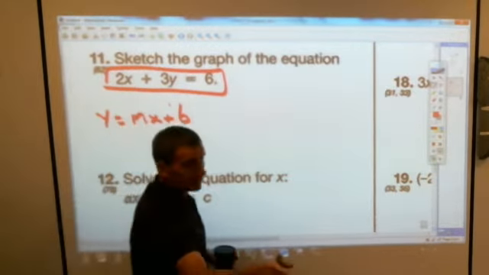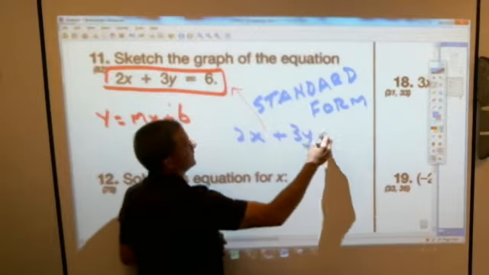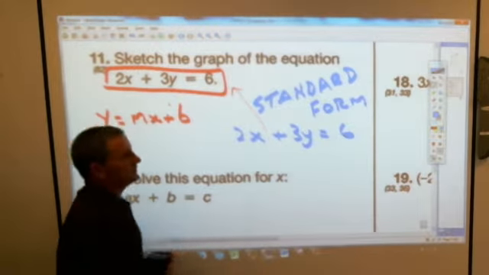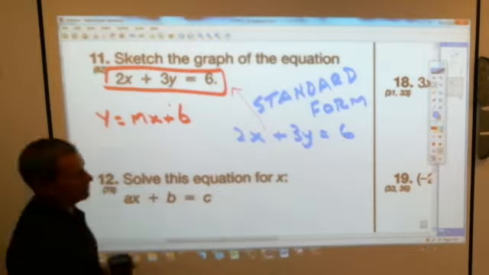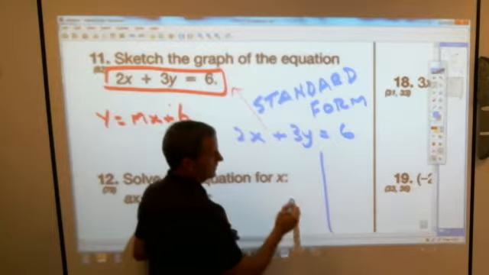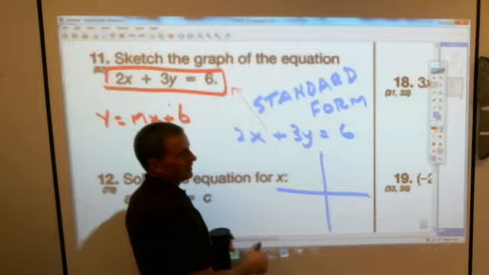What's this? And when you have that, 2x plus 3y is 6. If it's in standard form, you solve it by, somebody said it, the x and y intercepts. Maybe this rings a bell to you. If this is my equation, how do I solve it?